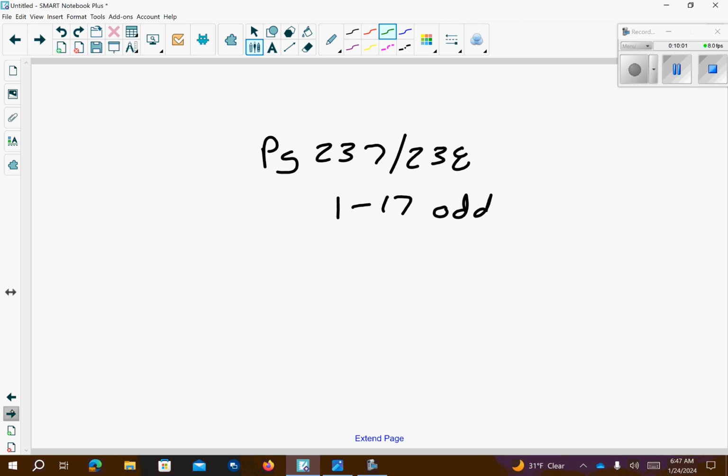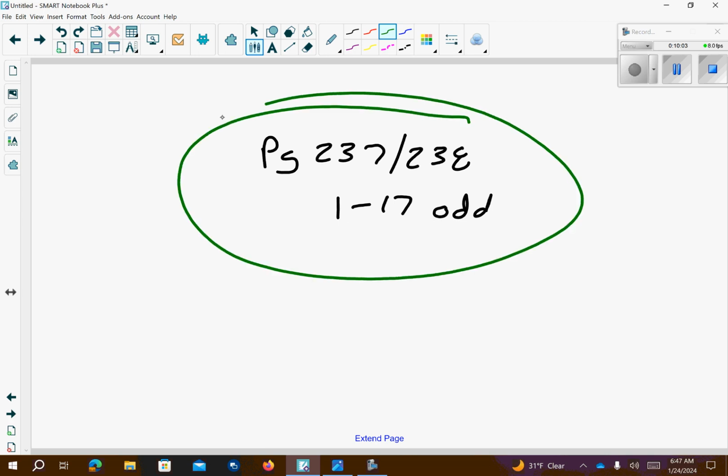Okay, so for today, you have a lot of time to work on page 237 and 238, 1 through 17 odd. I will tell you, we are going to start getting into some of the word problems for the rest of the unit, which I will have typed up and we will walk through the word problems. I will read it, highlight it as I read so you can get the words down and we'll figure those out.